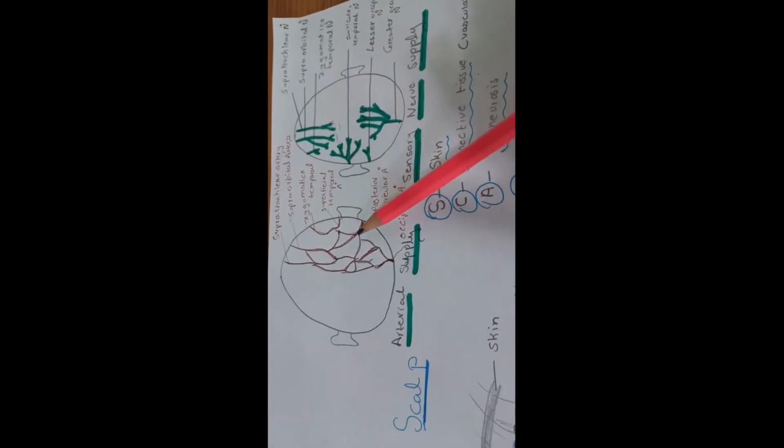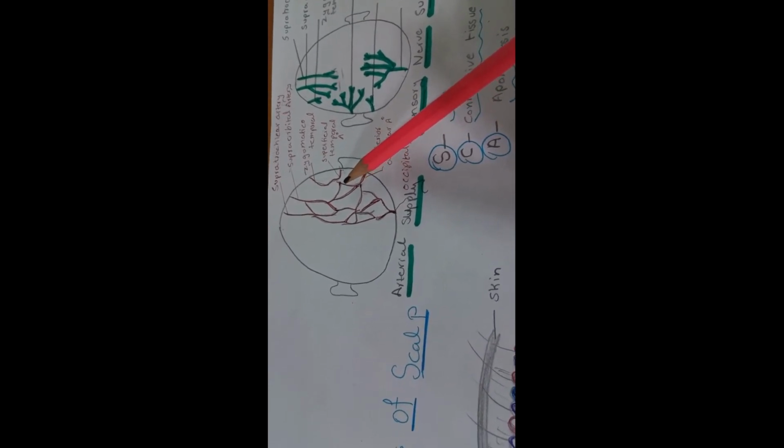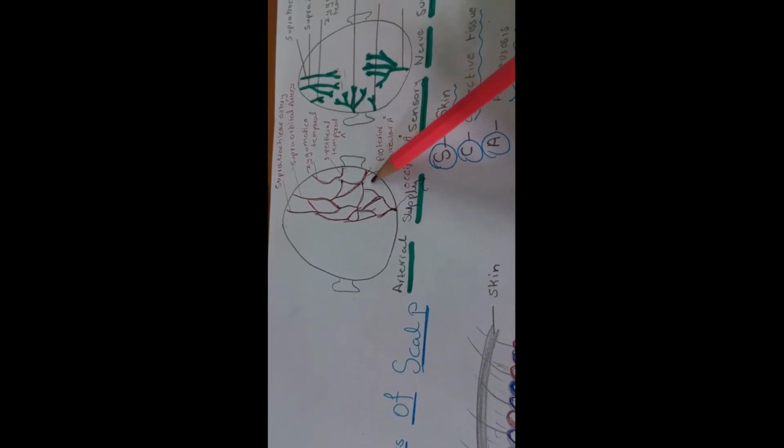Then comes posterior auricular artery. As you can see in this diagram, posterior auricular artery is also a branch of external carotid artery that ascends behind the ear. Superficial temporal artery is present in front of the ear, while posterior auricular artery is present behind the ear. It basically supplies the scalp above and behind the auricular area. This is posterior auricular artery.